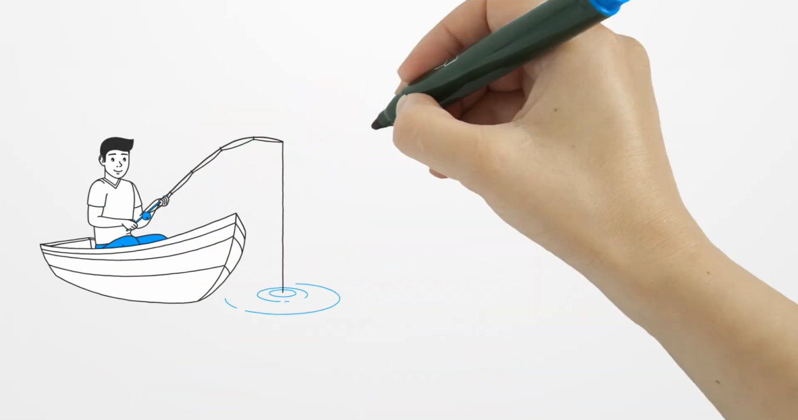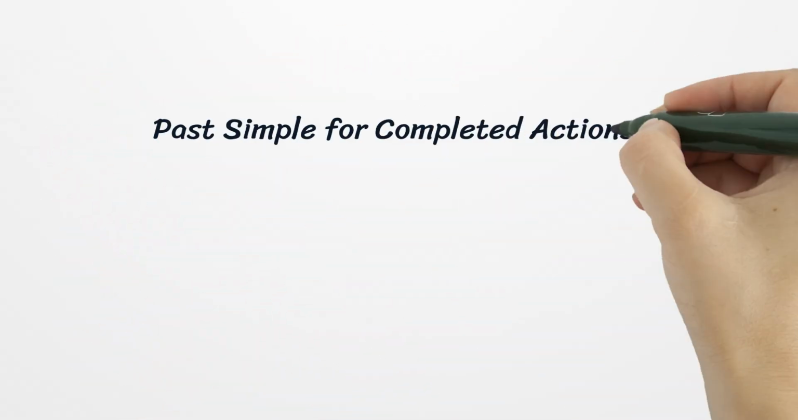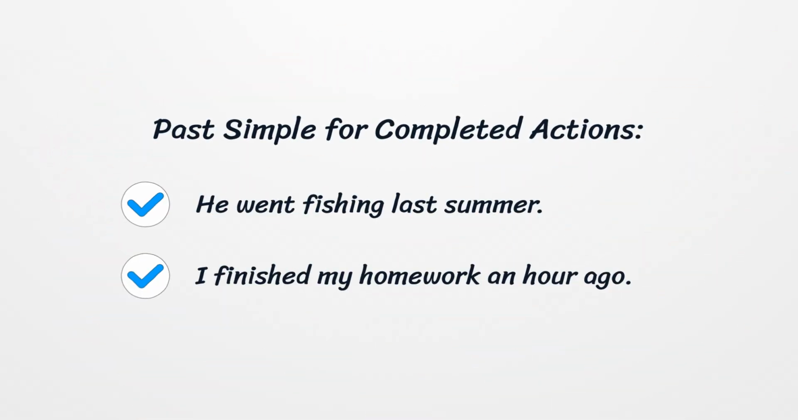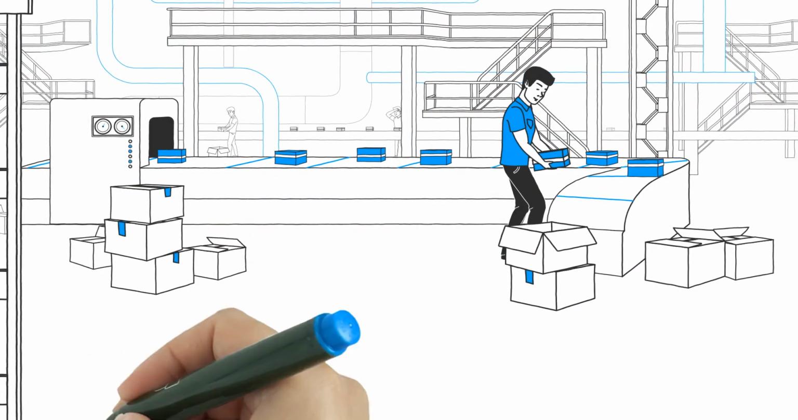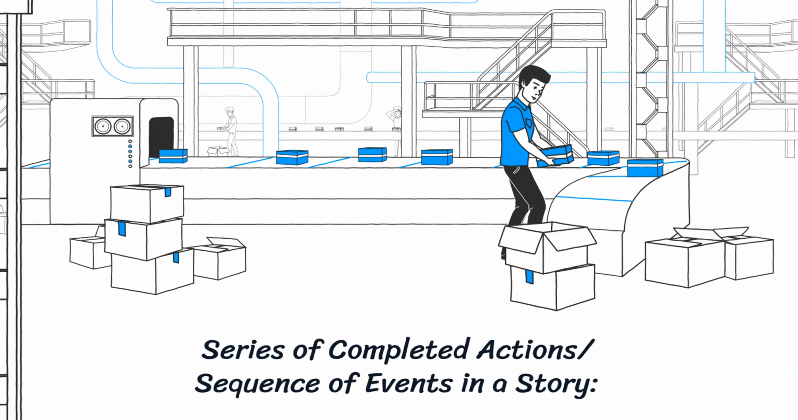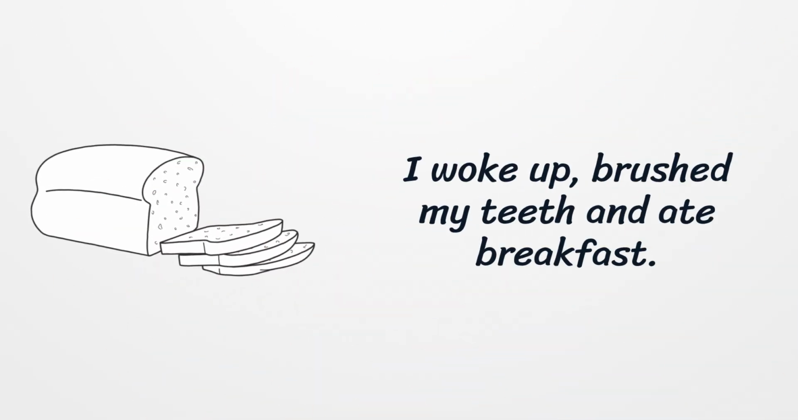Firstly, we have completed actions. We use past simple for actions that happened at a specific, finished time in the past. For example, he went fishing last summer, or I finished my homework an hour ago. We also use past simple for a series of completed actions, like to list a sequence of events in a story. For instance, I woke up, brushed my teeth, and ate breakfast.